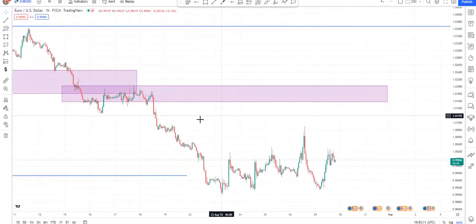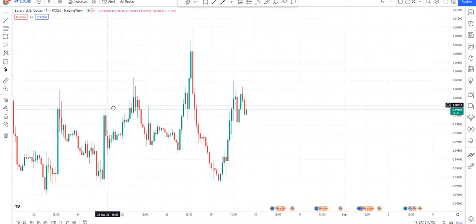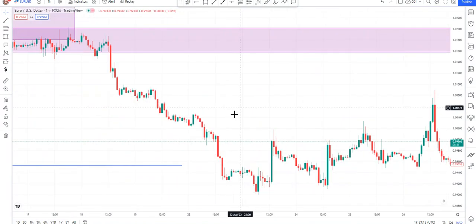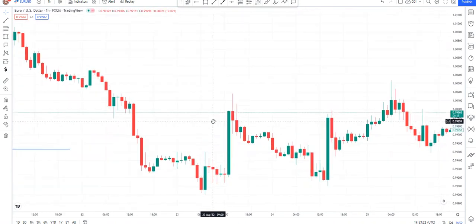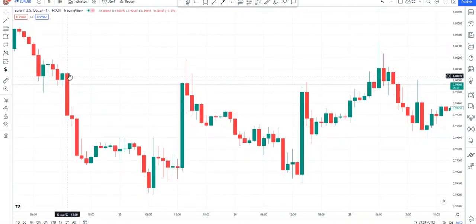So what do we have again? You can see how we're using what we've learned to break this down. So this place we had an imbalance here, and price basically came in to fill in that imbalance, even went above it to take out this liquidity.